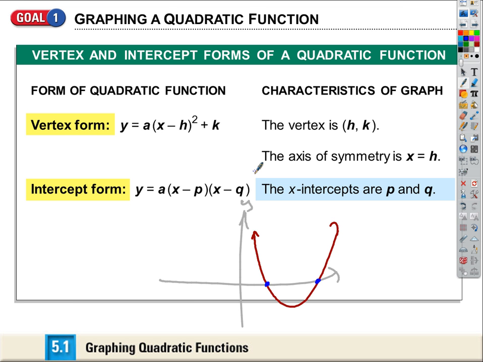The point of writing a quadratic function in this factored form or intercept form is that we can use what's called the zero product property. We know that if I have a product of a bunch of factors, let's do a little warm-up real quick. If we multiply some numbers together, I want you to tell me the answer.